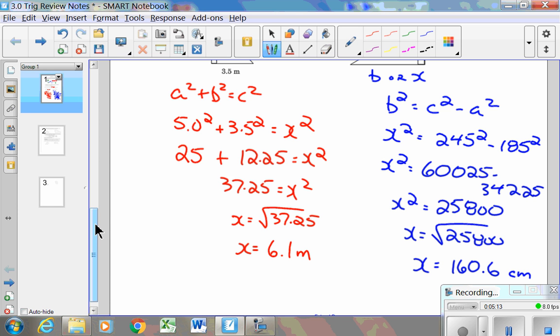So that was a real quick review of how to find either a missing side or a missing hypotenuse when you know two sides of the triangle.